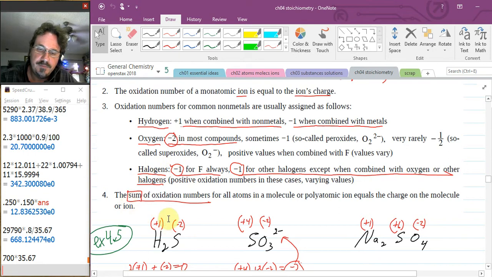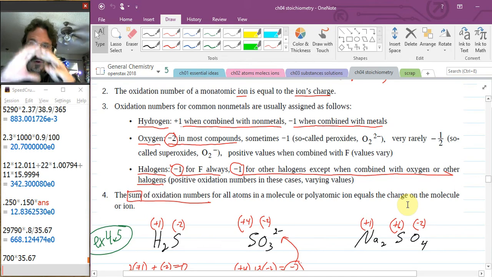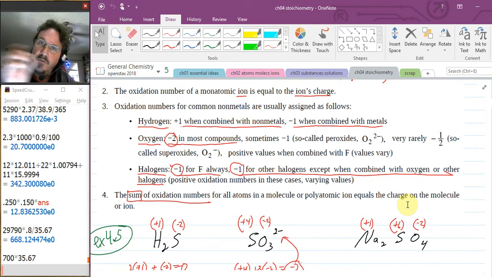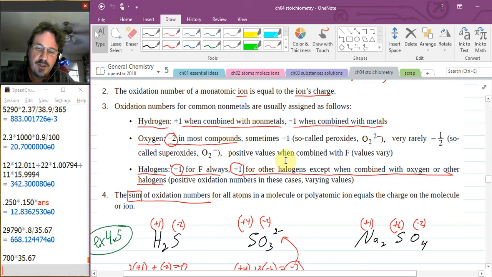Alright. And the last rule makes sense. We've been doing this all along. The sum of all those oxidations have to equal 0. Or if it's a polyatomic ion where the whole thing has a charge, then the sum of them have to equal that charge. It has to add up. So that's almost not even a rule to remember or something. The big ones are pretty straightforward.